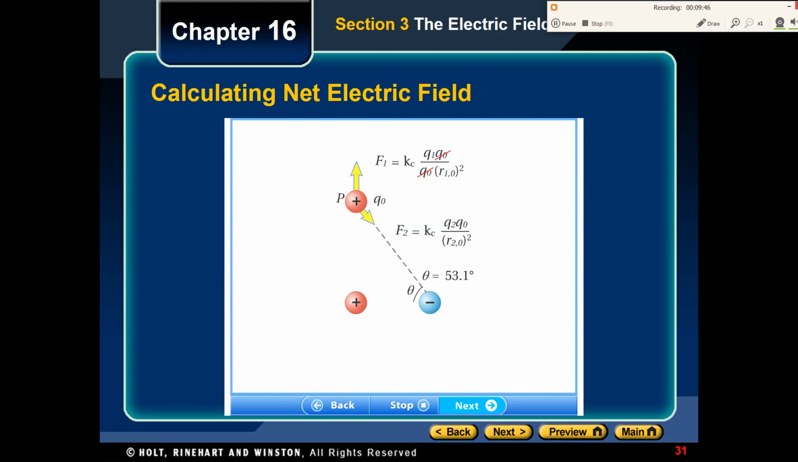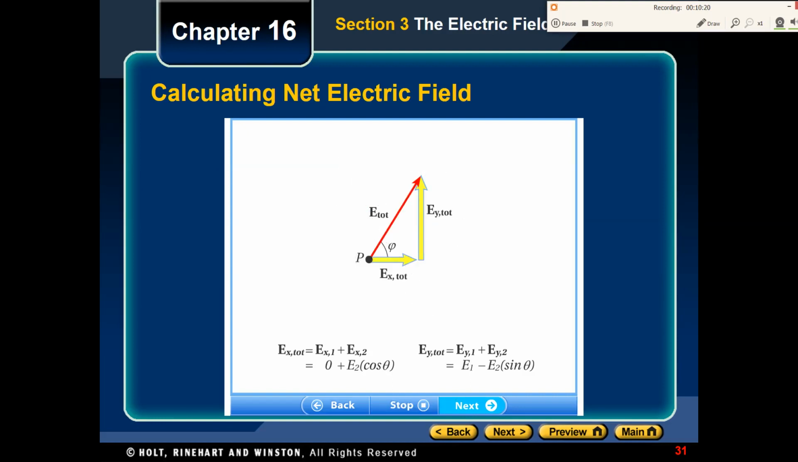The strength of the electric field at point P produced by Q1 is the force divided by the charge Q0. The strength of the electric field produced by Q2 is found by an identical procedure. The forces on the test charge have been replaced by electric fields at a point in space. Now the x and y components of each electric field can be found separately. Then the components can be added to give the x and y components of the net electric field, which are shown here.